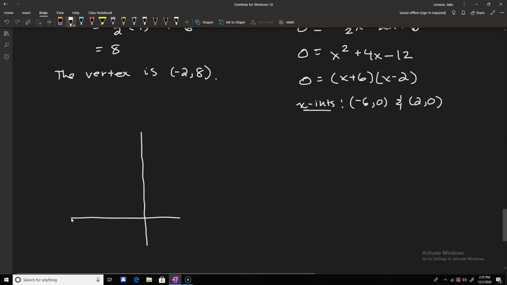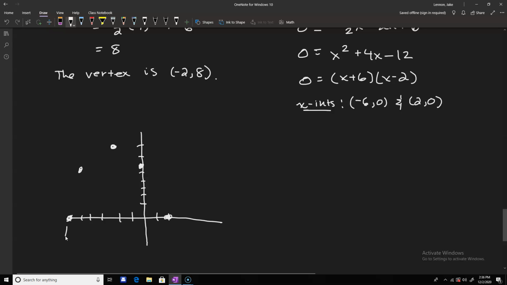So again, remember this is opening downward. So at negative 2, that's our vertex. We should be at 8. Again, drawing by hand is never going to look as nice in terms of scale, but I'll do my best. So we've got negative 6 as one of our intercepts, and 2 is the other x-intercept, and then the y-intercept was going through 6. So basically, this is 2 steps left, so 2 steps right. That should go through 6 as well.